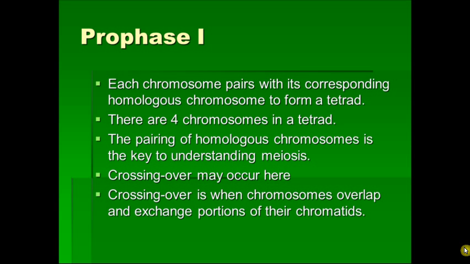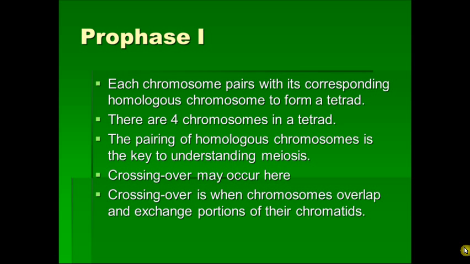Prophase 1. Each chromosome pairs with its corresponding homologous chromosome to form a tetrad. Again, that's not a term that we're going to use, but later on in Mr. Shidley's class or down the road, you will hear the word tetrad. There are 4 chromosomes. The pairing of homologous chromosomes is key to understanding meiosis. So when they pair up, you've got to understand that these chromosomes will pair. They'll be right there next to each other.